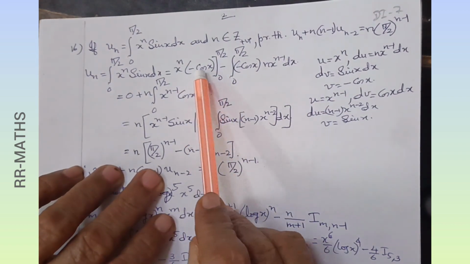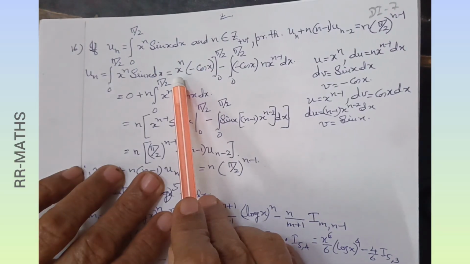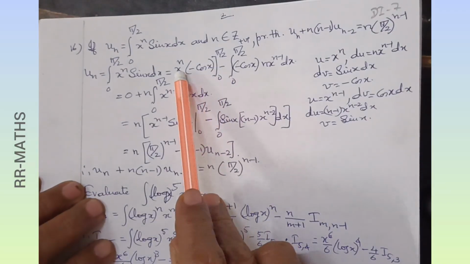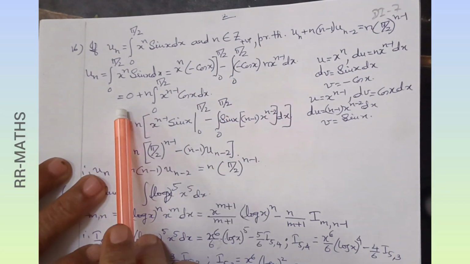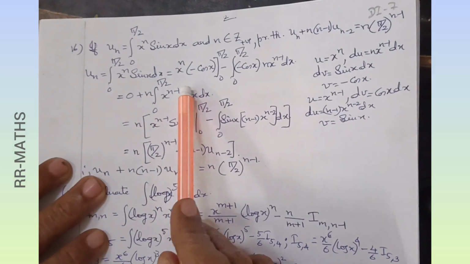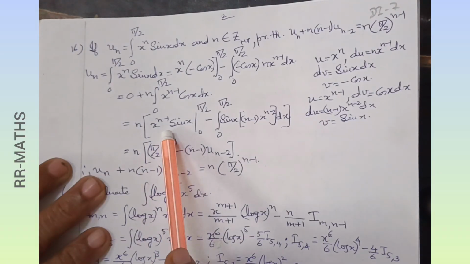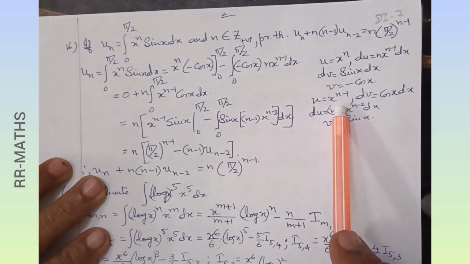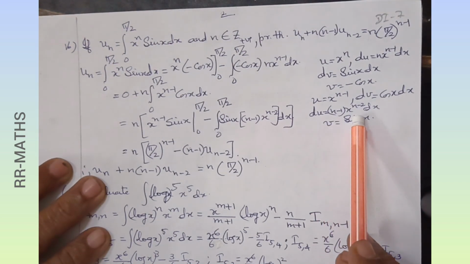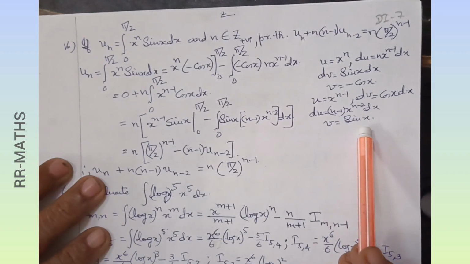When you substitute the upper limit, cos pi by 2 is 0, and when I substitute the lower limit, x power n will give me 0. So both the upper limit and lower limit will contribute 0 for this particular term. So now you have 0 plus n into integral 0 to pi by 2 x power n minus 1 into cos x dx. So again you use integration by parts. This time you will take u is equal to x power n minus 1, and therefore du will be n minus 1 into x to the power of n minus 2 dx. dv will be cos x dx, so that v is sin x.